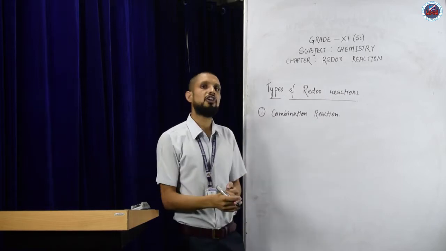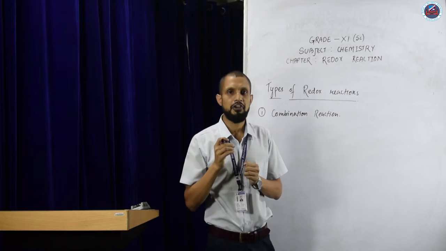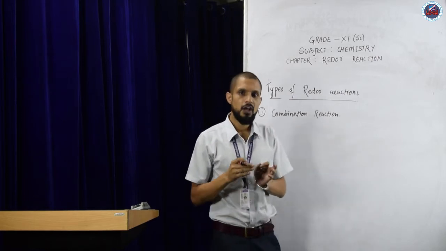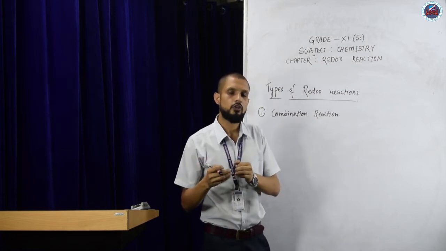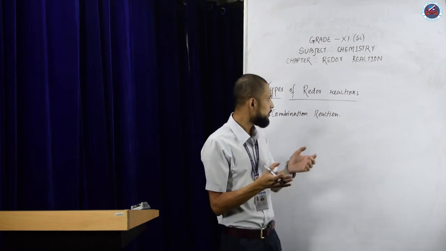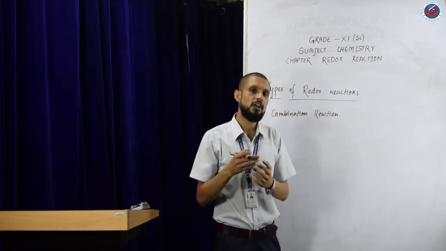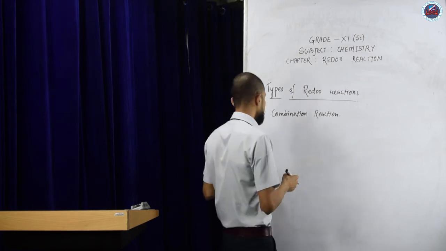So you have already studied about combination reaction in class 10, so I'm sure you have some idea about combination reaction. It's basically when two or more species combine to give one product. That is combination reaction. So let us see how a combination reaction can be a redox reaction.